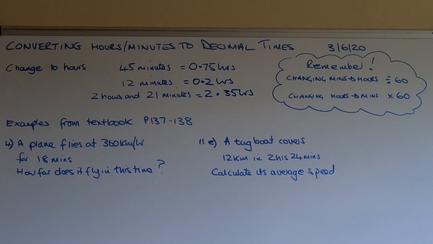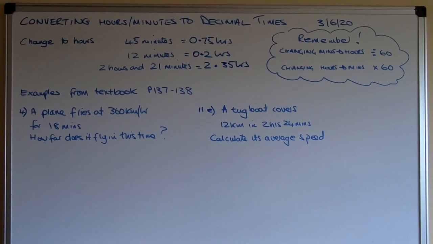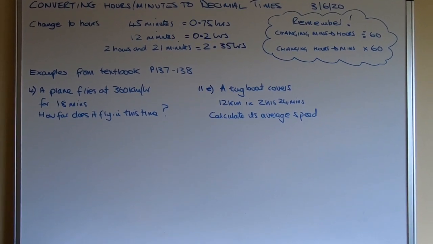Okay, now let's do a couple of examples. The examples that we're going to do I've taken from your textbook, page 137 to 138. So if you look over your textbook and look at these examples, you'll see how we've set them out and how you should set it out in the exercise. Number 4, a plane flies at 360 kilometres per hour for 18 minutes. How far does it fly in this time?